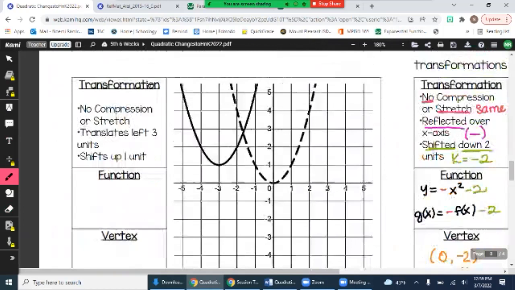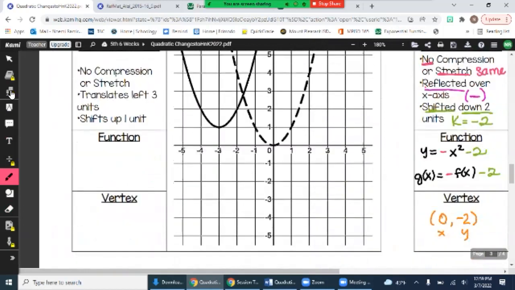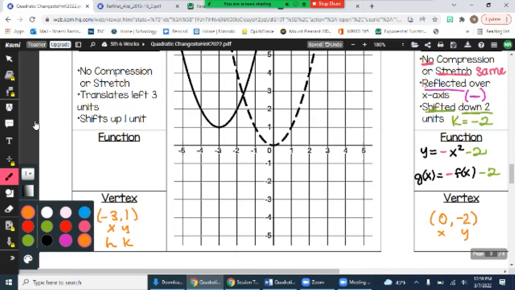All right. Next one, look at the vertex first. What is the vertex? Negative 3, 1. Not on the y-axis, so we have to use vertex form. They didn't give us a function. This time we have to write it ourselves. So we can either use the words or we can use the graph.